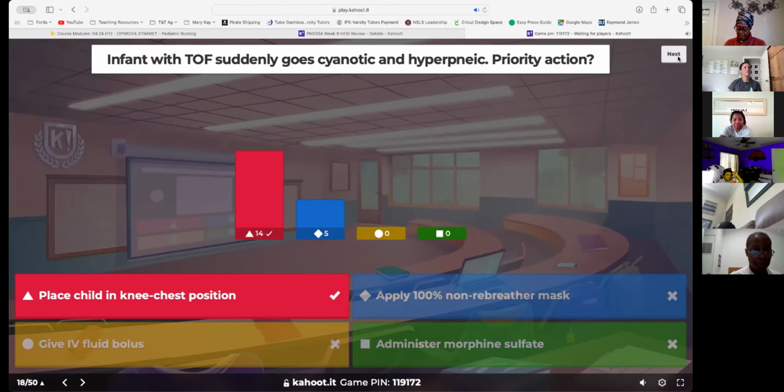With tetralogy of Fallot, if an infant goes cyanotic and hyperpneic, that's going to be a TET spell. We put them in that knee chest position.